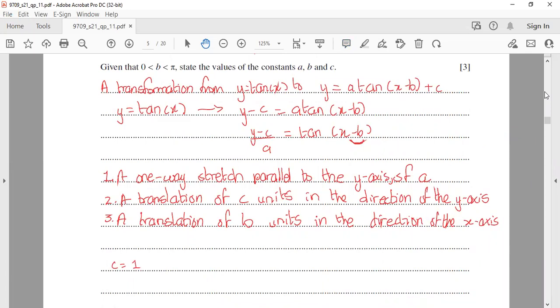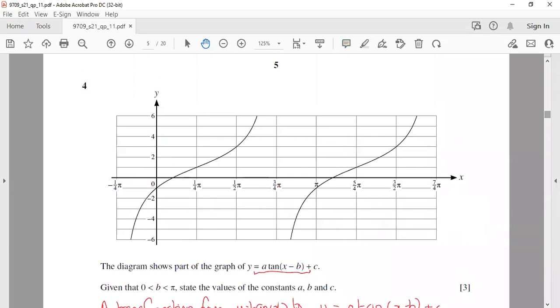Next, let's find the translation of b units in the direction of the x-axis. We know that traditionally the graph for tan of x starts at 0, 0, at 1/4 pi it's 1, and at pi by 2 it has an asymptote where it goes up to infinity. So the graph looks like this, roughly. But instead of starting at 0, it starts here, at 1/4 pi.